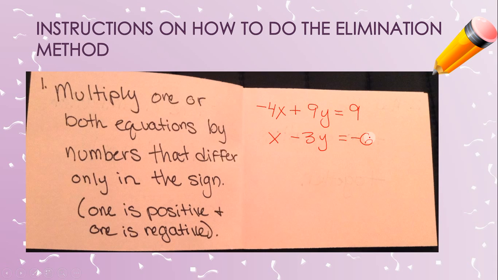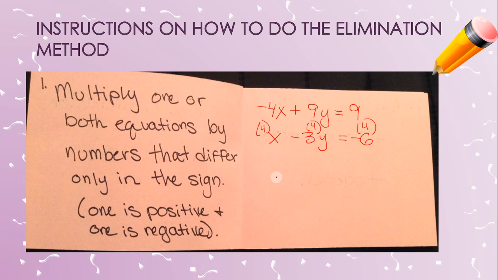So now, what I want to do is essentially cancel out a variable. I need to figure out a way to make one of these variables cancel out. I need one positive and one negative, so I have that for both my y's and my x's. And then I need to figure out which one I want to cancel. Well, I want to cancel my x's. So this is a negative 4. I need something that added to negative 4 will give me 0, which I know is 4. So I'm going to multiply the bottom equation by 4.